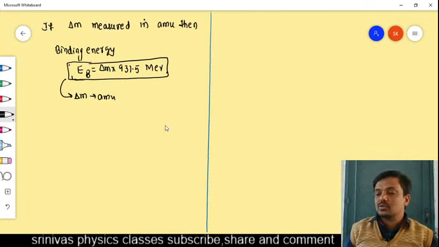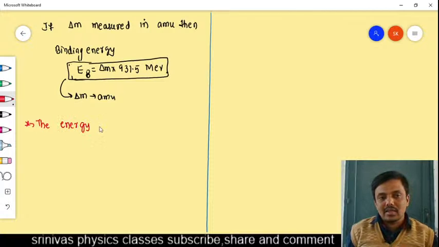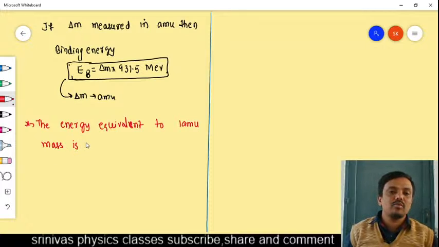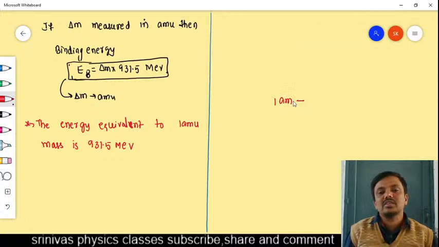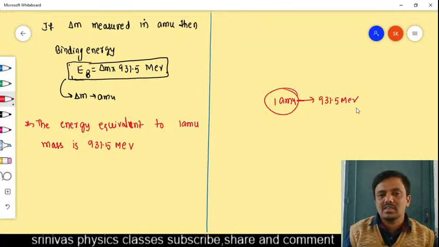And one last question I will ask you: what is the energy equivalent to 1 AMU mass? The energy equivalent to 1 AMU mass is 931.5 mega electron volts. For example, if you destroy 1 AMU mass, how much energy is released? That is 931.5 mega electron volts. If you burn anything, then energy is released. You are destroying this much mass, then this much energy is released.